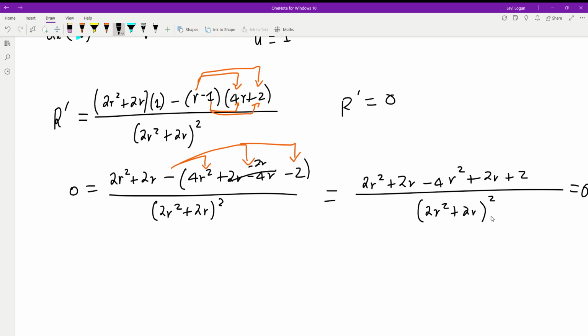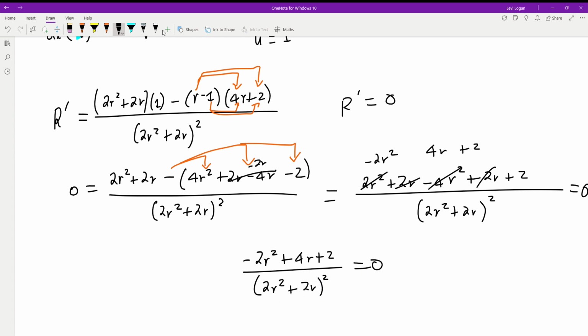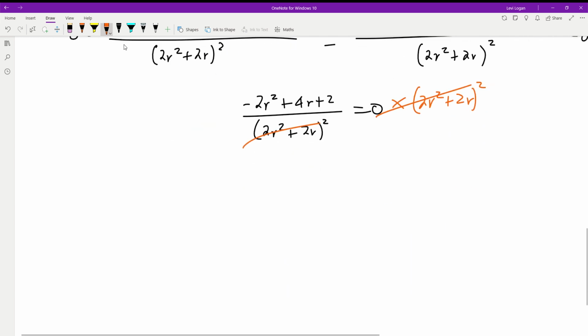And that's still equal to 0. So if I want to solve for r still, I'm going to simplify this. That will simplify to negative 2r squared. This will simplify to 4r and plus 2. So what we have is negative 2r squared plus 4r plus 2 on 2r squared plus 2r all squared equals 0. Alright, multiply both sides by 2r squared plus 2r all squared, and that disappears. So what we get is this little quadratic here: negative 2r squared plus 4r plus 2 equals 0.